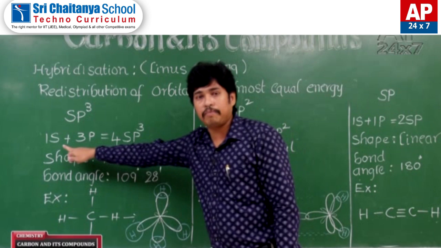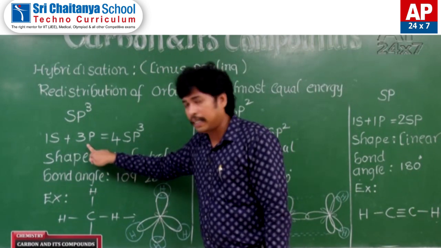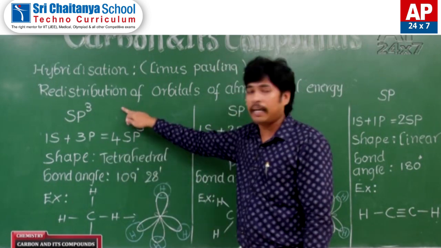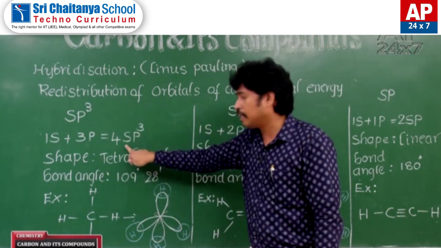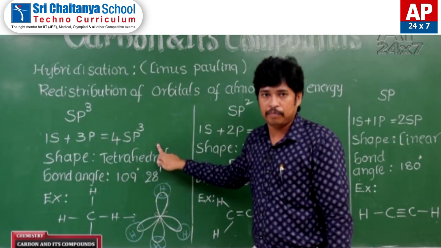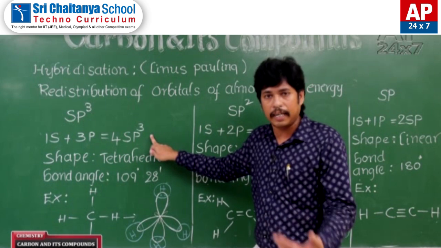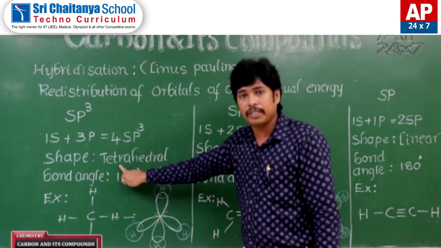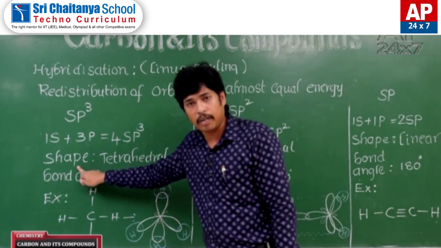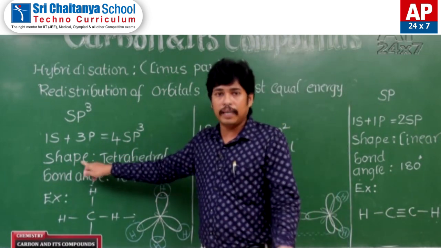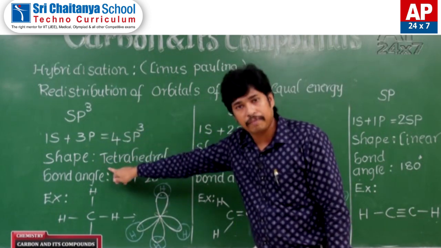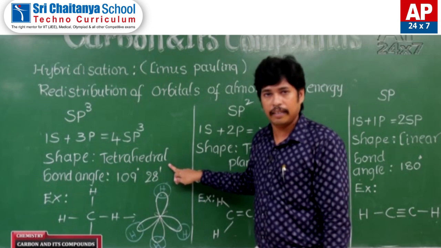So, here intermixing of 1 s and 3 p atomic orbitals of carbon is involved in the sp3 hybridization process, that results in the formation of 4 sp3 hybrid orbitals. These 4 sp3 hybrid orbitals are arranged in a tetrahedral arrangement. So whenever carbon is undergoing sp3 hybridization, the shape of the molecule is tetrahedral in nature.